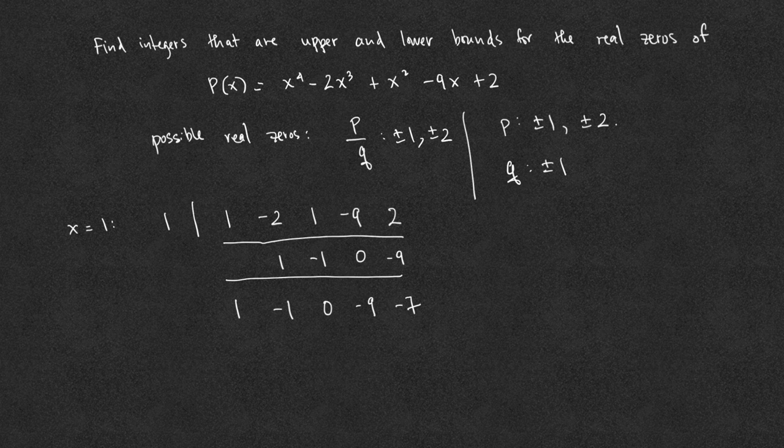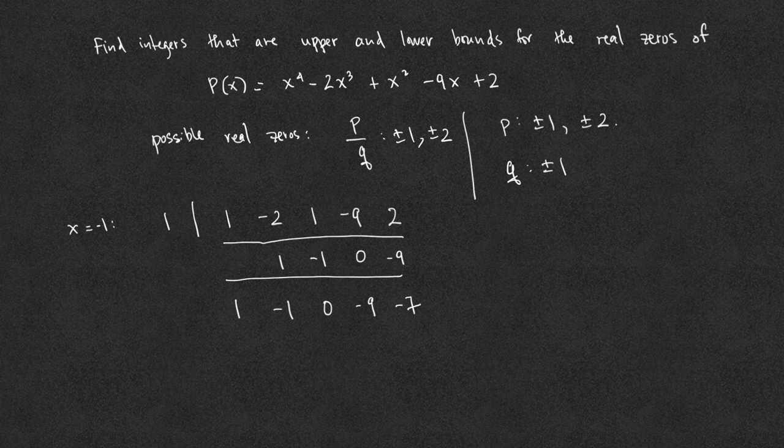Now, because the remainder is not 0, we know that x equals 1 is not a zero. The last entry in the synthetic division is negative, but the signs are not alternating between non-positive and non-negative because of the last two numbers. And so this synthetic division doesn't reveal anything about the upper and lower bounds of the zeros. And so we need to move on to x equals negative 1.